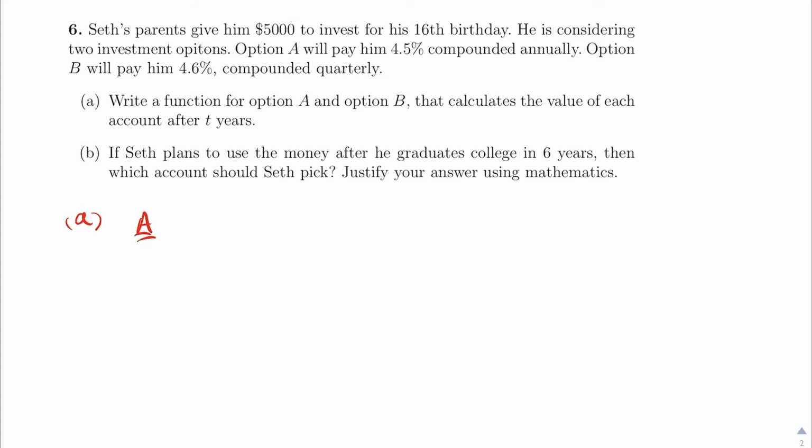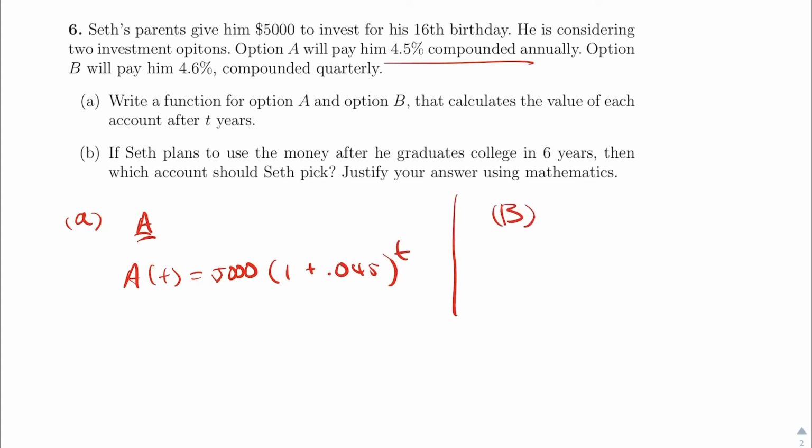It's going to be A of t is equal to 5,000, and because it's compounded annually, they get the whole 4.5% at once, so 0.045 to the t power. For option B, because we're getting it quarterly, it's going to be a similar formula. B of t equals, starting at 5,000, times 1 plus 0.045. Quarterly means divide into 4 chunks, and we get it 4 times as frequently, so the power will be 4 to the t power.